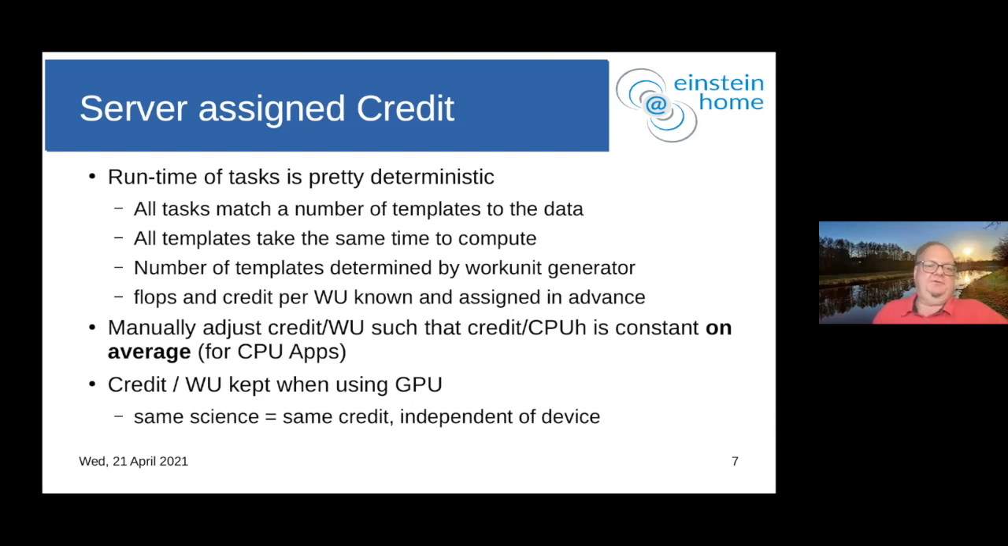For CPU applications, we manually adjust the credit per work unit such that the credit per CPU time is constant, at least on average. And when we move work units to computing on the GPUs, we basically keep the credit that we determined from the CPU application. So our rule is that the same science gives the same credit independent of the device that is used to compute it.